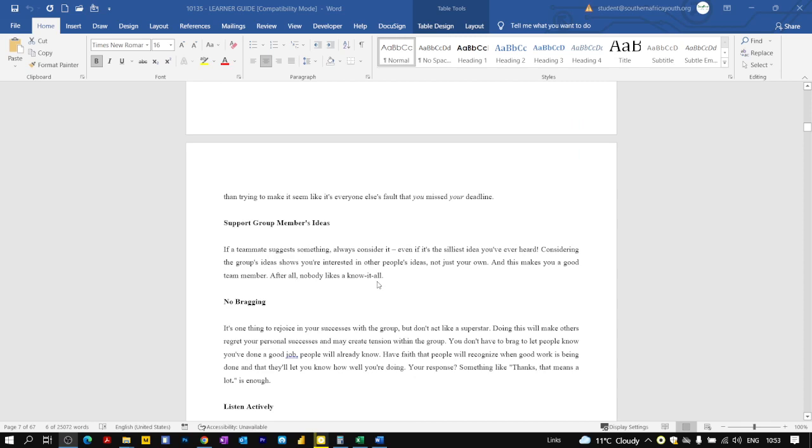Another thing we need to do as team members is to support group members' ideas. If a teammate suggests something, always consider it, even if it's the silliest idea you have ever heard. Considering the group's ideas shows you are interested in other people's ideas, not just your own, and this makes you a good team member. After all, nobody loves a know-it-all. You need to accept that other people have minds of their own, and they may not bring the best ideas, but those ideas still need to be considered.